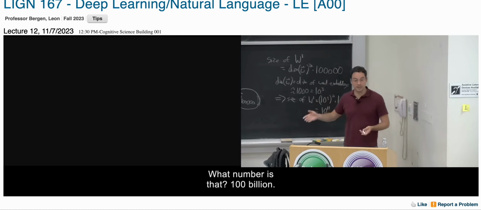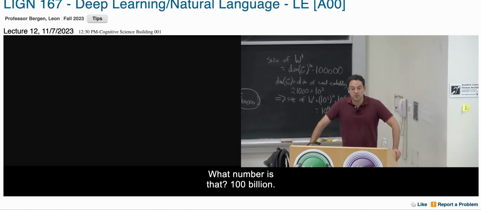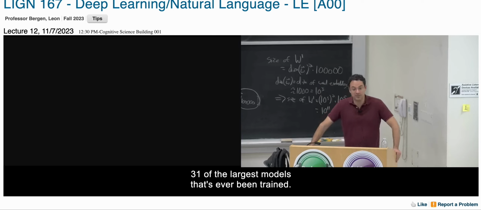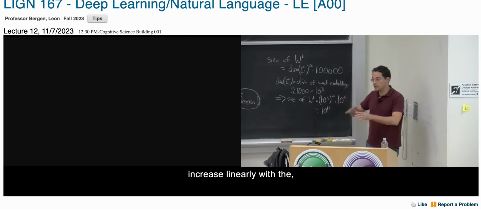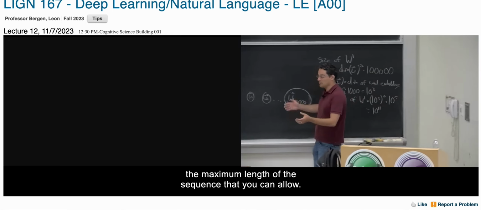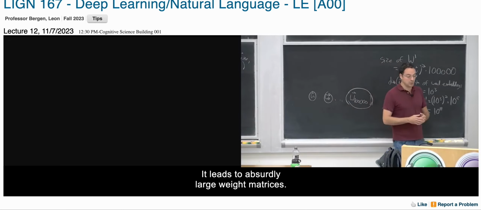10 to the 11. What number is that? 100 billion. So that's the entire size of GPT-3, one of the largest models that's ever been trained. So this is one of the major reasons why people do not use MLPs. It's because the size of your weight matrices increases linearly with the maximum length of the sequence that you can allow. And it leads to absurdly large weight matrices.